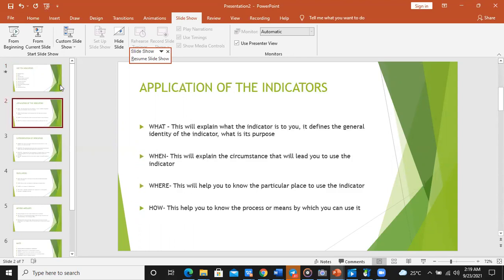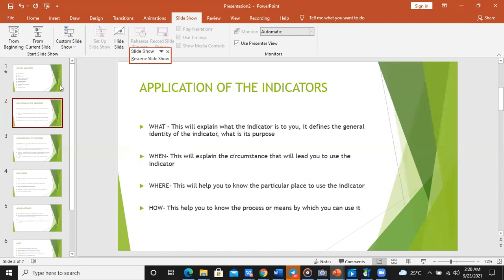All right, so we have the application of indicators. When you see an indicator, you don't just go and then apply it. How do you know that you need to apply this indicator at this particular point? What do you want to see on the indicator before you take a trade? Or how is that indicator going to help you to get a very good entry point?